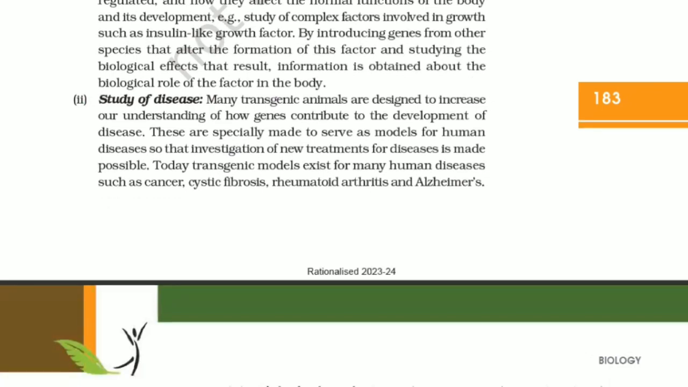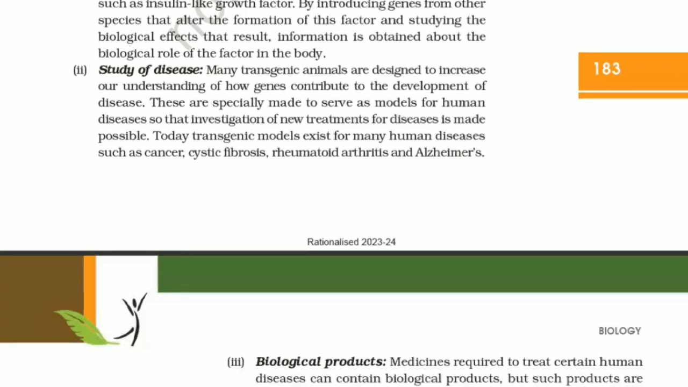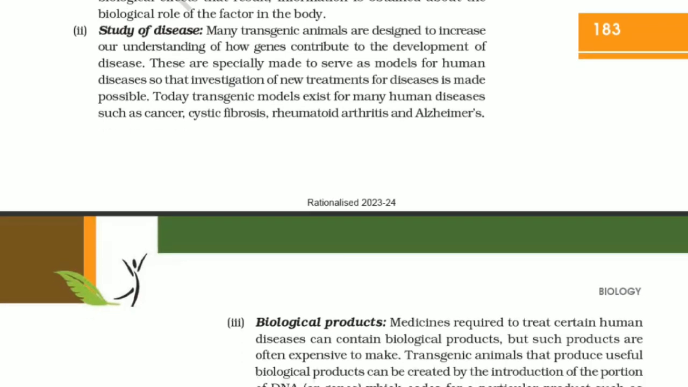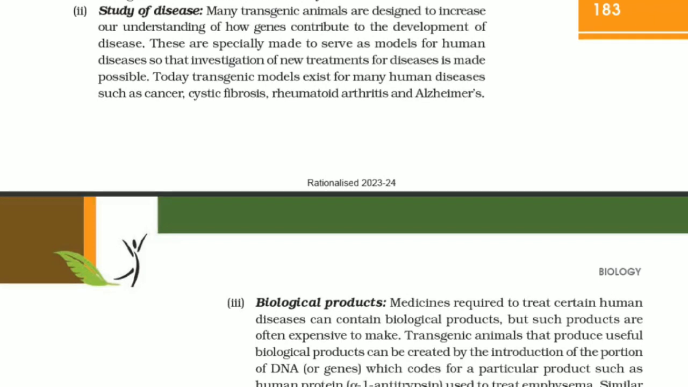Number two, study of disease. Many transgenic animals are designed to increase our understanding of how genes contribute to the development of disease. These are specially made to serve as models for human diseases so that investigation of new treatments for disease is made possible. Today, transgenic models exist for many human diseases such as cancer, cystic fibrosis, rheumatoid arthritis, and Alzheimer's.